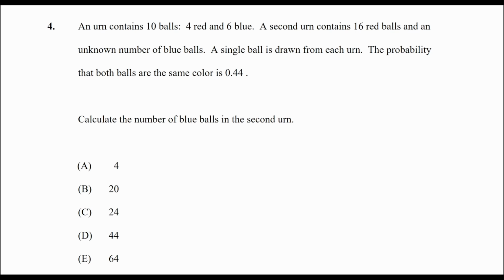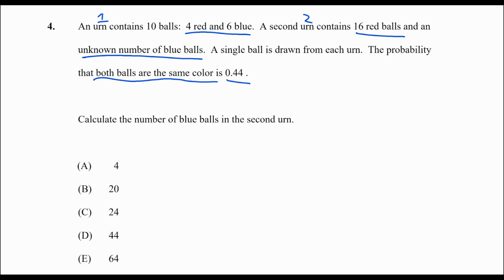So, in a question like this, I like to imagine the different possibilities. You can actually just write out the different scenarios that can happen. What we want to know is actually what we do know. So let's go over what we do know. The probability that both balls are the same color is 0.44. Urn number 1 contains 4 red and 6 blue. Urn number 2 contains 16 red balls and an unknown number of blue balls.